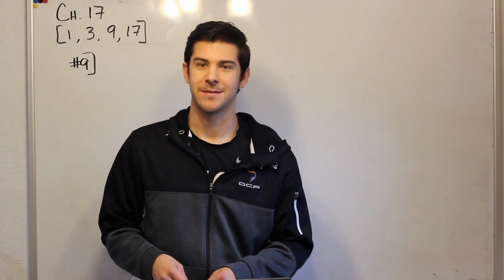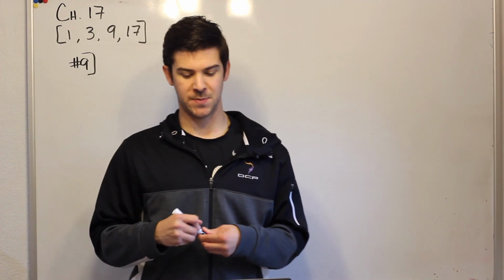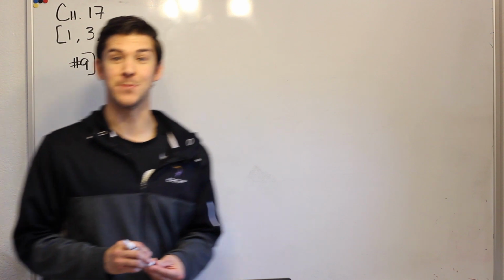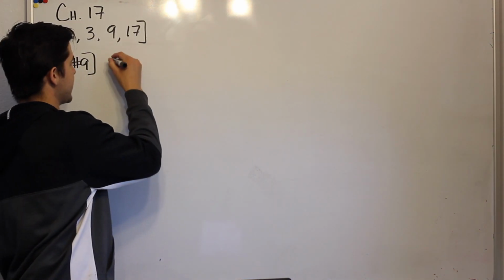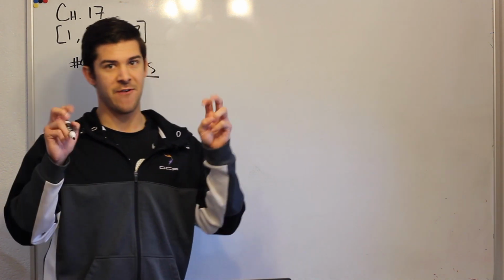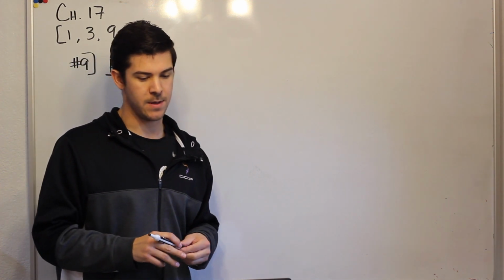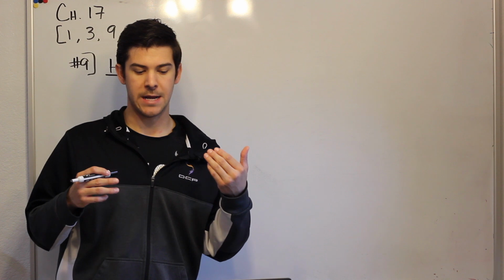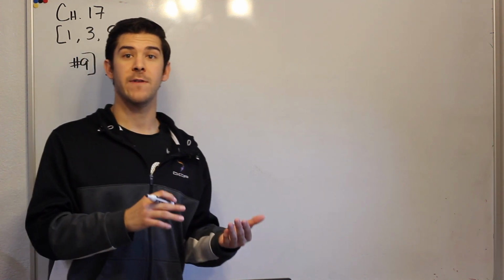Let's talk about number 9. Number 9 is one of my favorites because it talks about making hoops. Shooting a basketball, a free throw or a foul shot that they use in this problem, is going to be denoted as either a success or a failure.